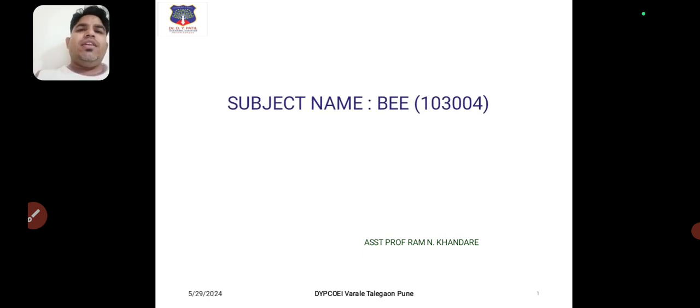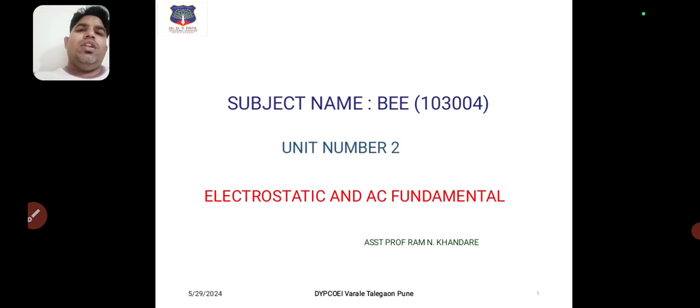I am Professor Ram Khandare from the first year engineering department, on behalf of Dr. D.Y. Patil College of Engineering and Innovation, Parade campus. Today I will teach you the subject Basic Electrical Engineering. The code is 103.0.4. Let's start with unit number 2. The name of unit number 2 is Electrostatics and AC Fundamentals.